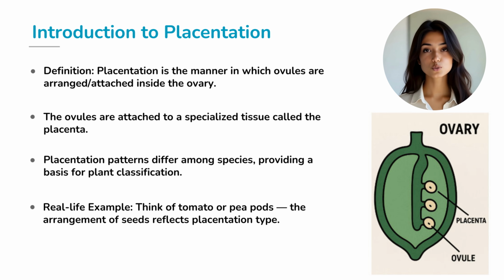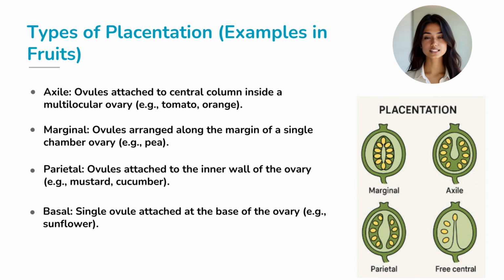For instance, when you cut open a tomato, you can actually see how the seeds are neatly arranged inside. That's placentation in action. There are different types of placentation, and each one tells a different story. In axial placentation, ovules are attached to a central column, as in tomatoes and oranges. In marginal placentation, ovules are arranged along one side of the ovary wall, like in peas. In parietal placentation, the ovules stick to the inner wall of the ovary, as seen in mustard and cucumber.